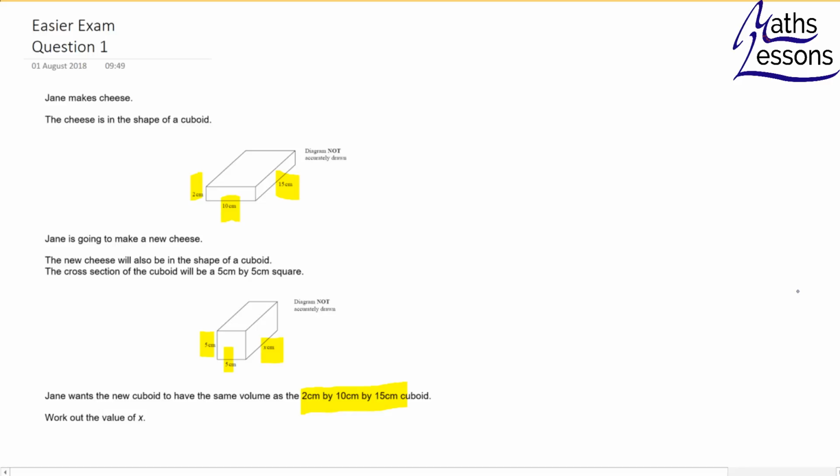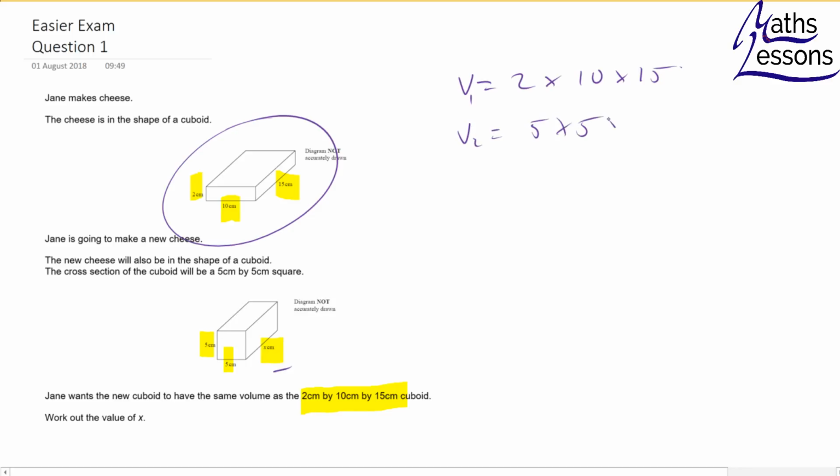Right, here we go. So obviously we need to work out the volume for this one. So the volume for this one is 2 times 10 times 15. And we know the volume for the second one, so if I call that volume 1, and volume 2 for the new one is 5 times 5x.